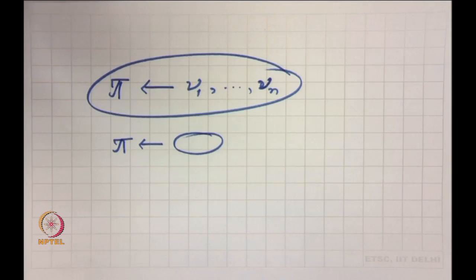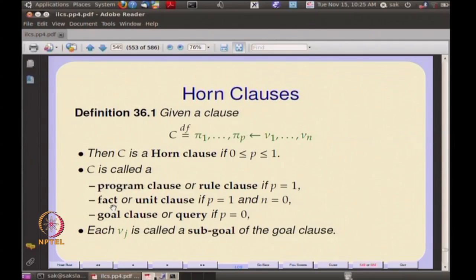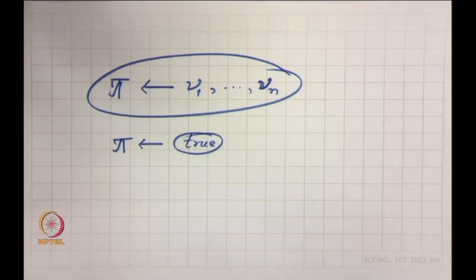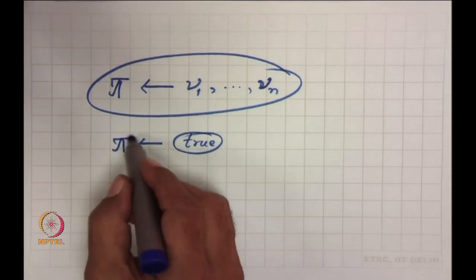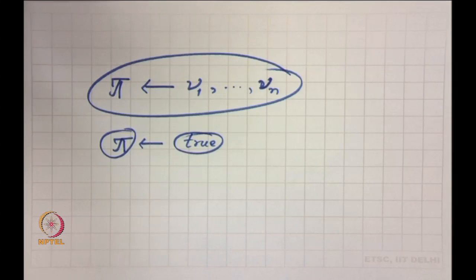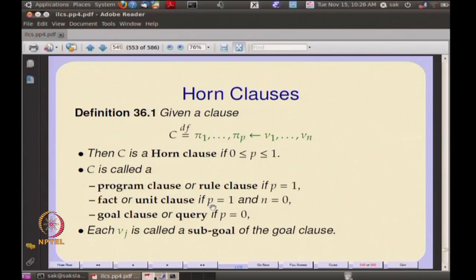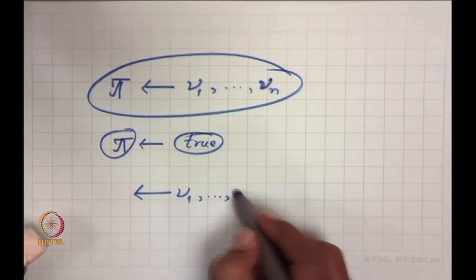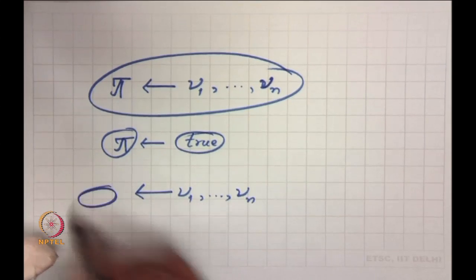So this is equivalent to essentially pi is true if true, because the conjunction of an empty set is true, by the identity property. So then this is of course logically equivalent to pi being true. Therefore this is called a fact or a unit clause if p is equal to 1 and n is equal to 0, and it is called a goal clause or a query if you do not have anything on the left hand side. So, you just have some nu1 to nu n, and you do not have anything here.